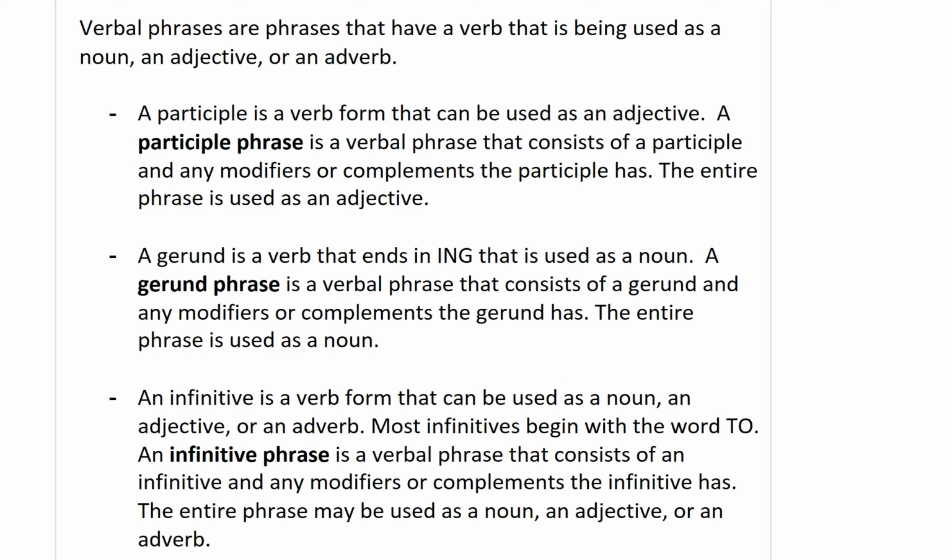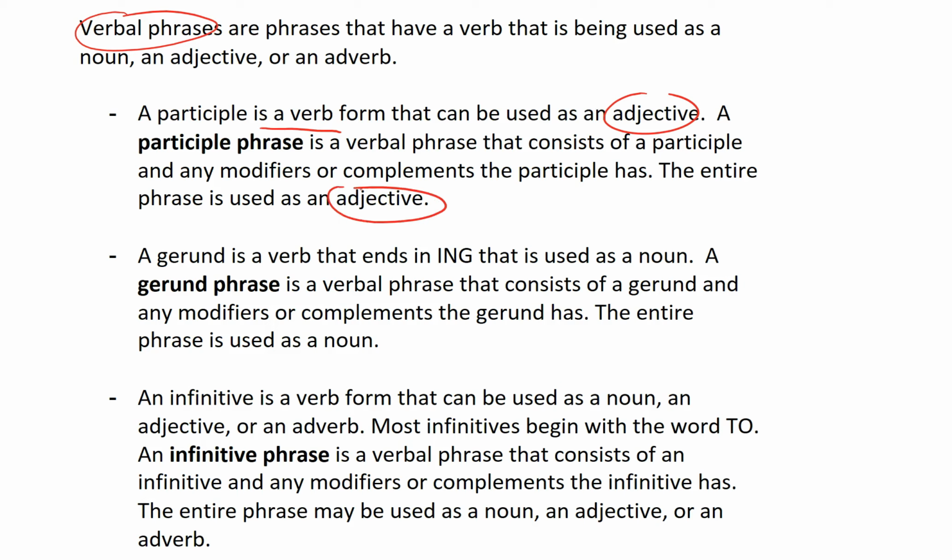First, the participle phrase. So a participle is a verb that can be used as an adjective. Again, these are all called verbal phrases. So you're going to hear the words "is a verb" over and over again. A participle phrase, therefore, is a verbal phrase that consists of a participle and any modifiers or complements the participle has. The entire phrase is used as, again, an adjective.